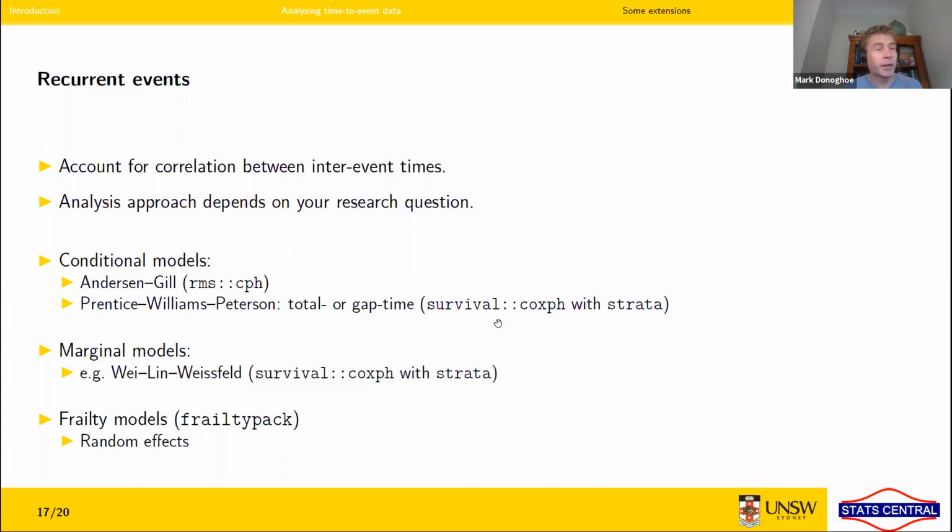A lot of these approaches can actually be handled just using standard functions. You can use the coxph function, but you just need to set up the data and specify the model in the right way. Another option is frailty models. These directly model the correlation between events by using an individual-specific random effect, saying some people are frailer than others, or more likely to have multiple events. And so the fitting method has to be able to handle random effects.